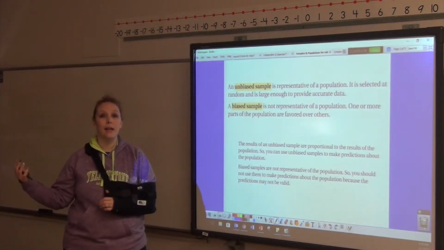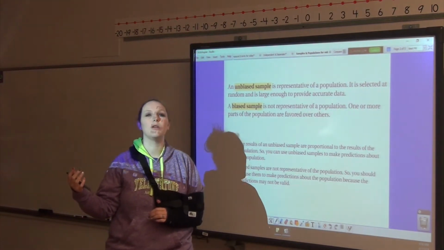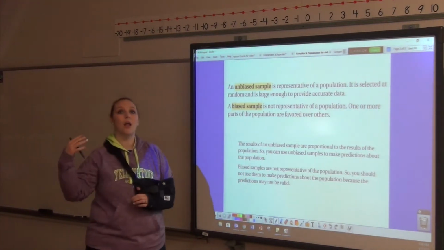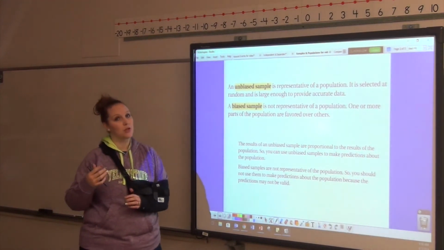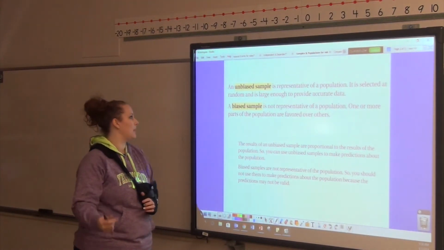But if you're looking at like the population of the United States, you're going to be looking at a lot bigger numbers for your sample. So you need to look at your population and see how big your sample should be according to your population.